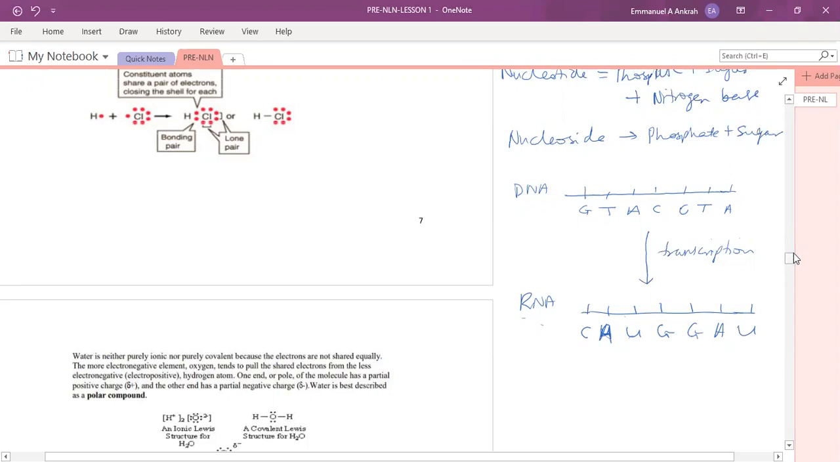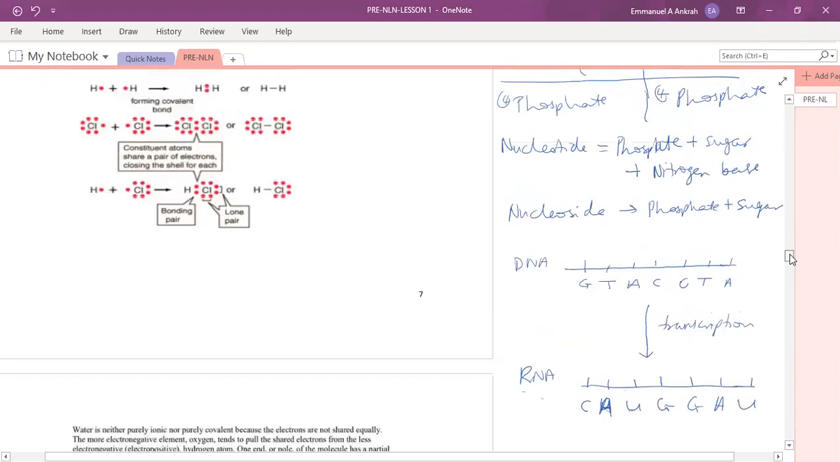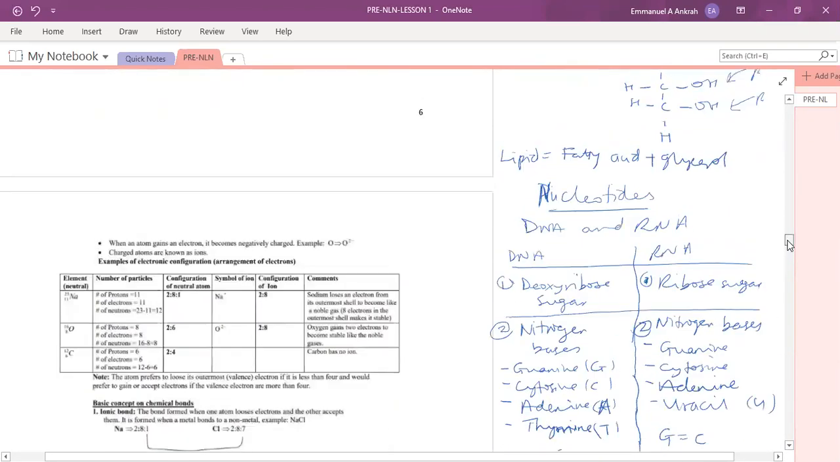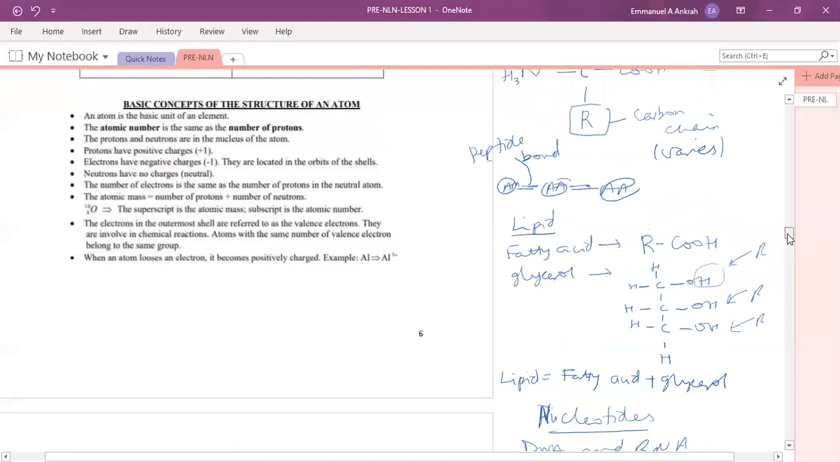So that's transcription. Any questions so far on the food substances? If there are no questions on that, then we can look at the concept of the structure of an atom.